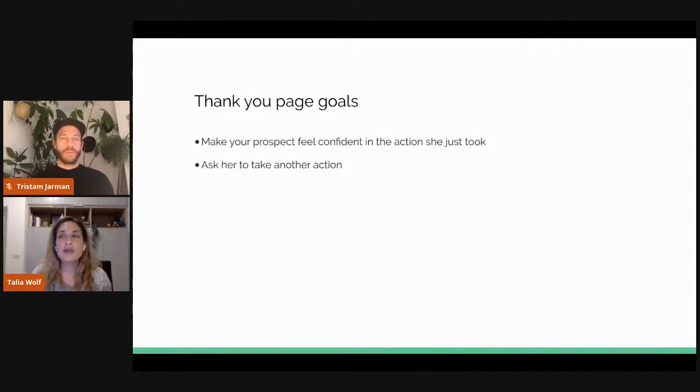And goal number 2 is to ask her to take another action. It's actually called the foot in the door technique. And it's another psychological trigger that's based on the fact that when we've taken one action, we're far more likely to take another. So that's why you'll see a lot of brands use a 2-step sign-up process. So first you fill in your name and only then you put in your email. It's all about getting people to take one action so that then later they can do more.